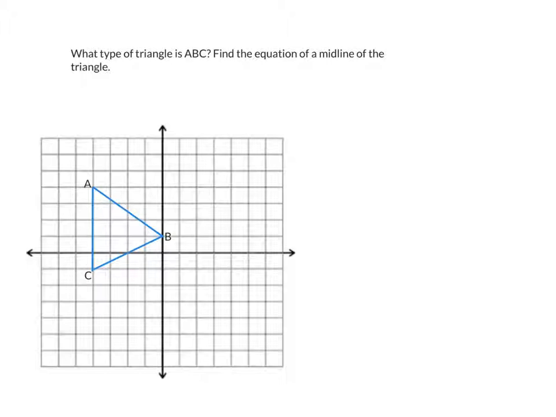Find the equation of a midline of the triangle. So really two parts with this one. So double the fun, so to speak. Well, let's talk about the first part: what type of triangle is triangle ABC? Well, what are my options for a type of triangle?